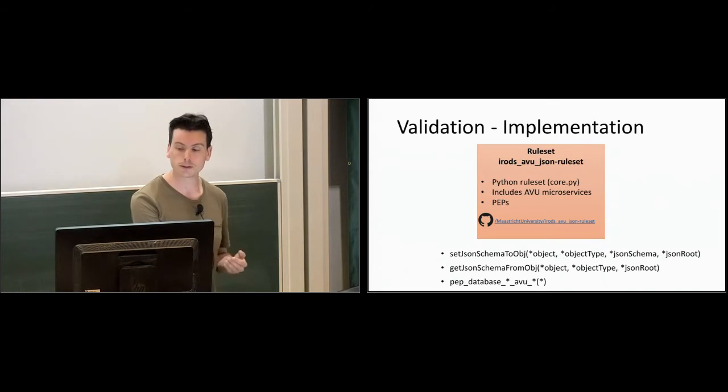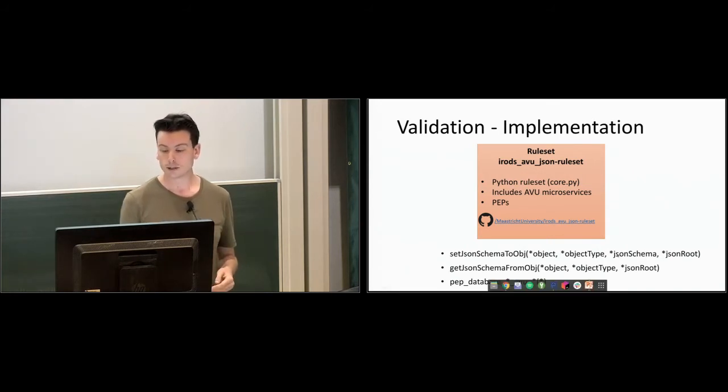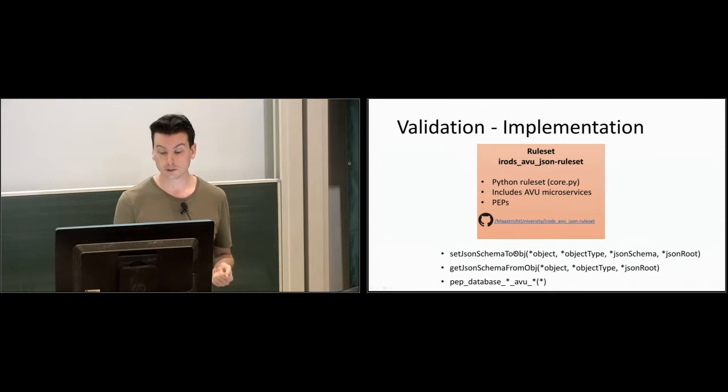So this is also implemented in the same rule set. And so there's two extra function signatures available in that. It's the set JSON schema to object, and the get JSON schema from object. Again, you set the JSON schema URI, the JSON root you want to use, and this will give you back the actual content of the JSON schema. And then we use all the different PEPs to provide the policy for not being able to modify any JSON AVUs that are protected.